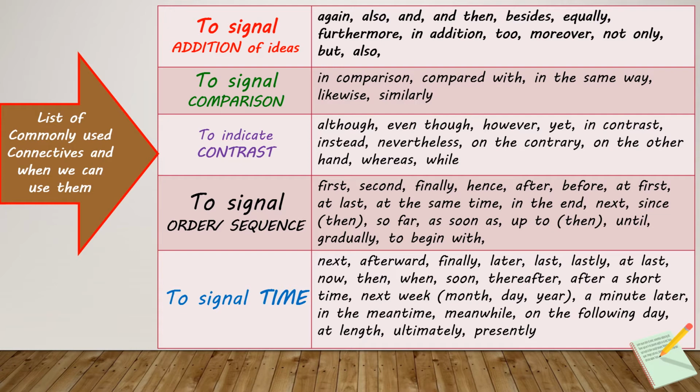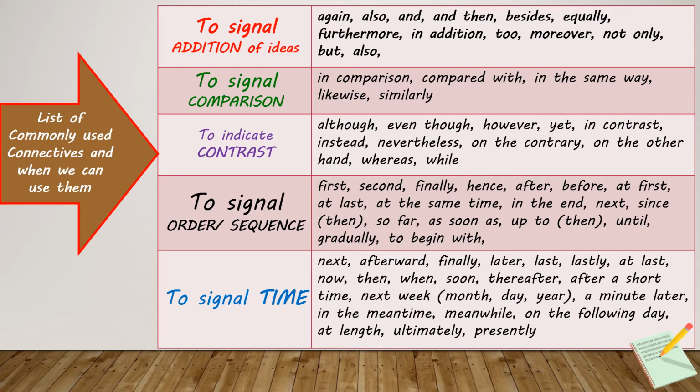Here are lists of commonly used connectives and when we can use them. To signal addition of ideas, we have again, also, and, then, besides, equally, furthermore, in addition to, moreover, not only, but also. To signal comparison, we have in comparison, compared with, in the same way, likewise, similarly. And to indicate contrast, we have although, even though, however, yet, in contrast, instead, nevertheless, on the contrary, on the other hand, whereas, and while.